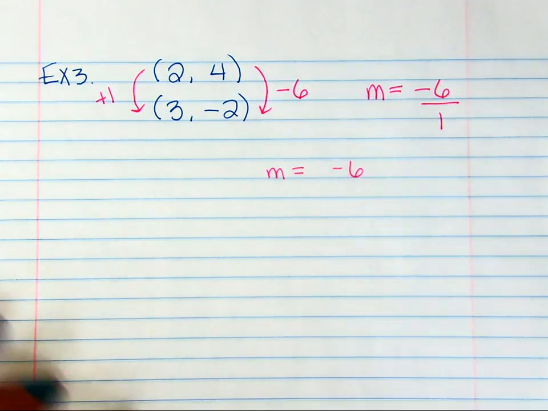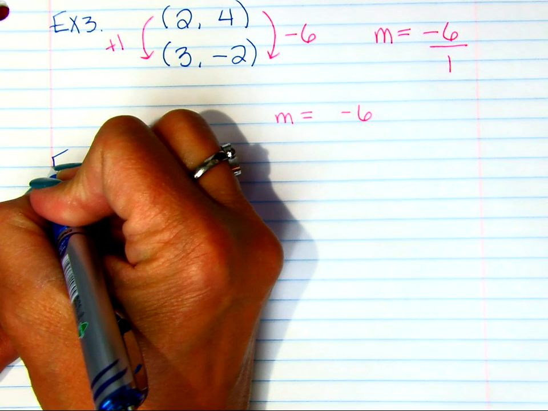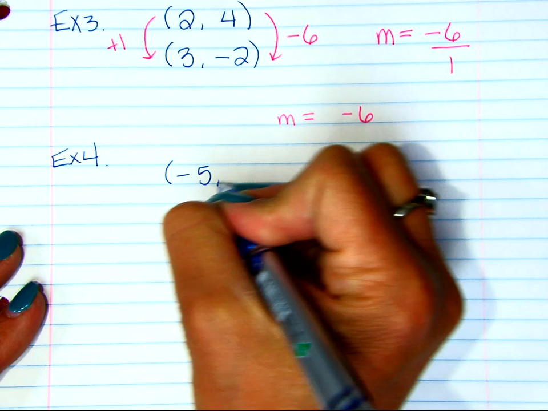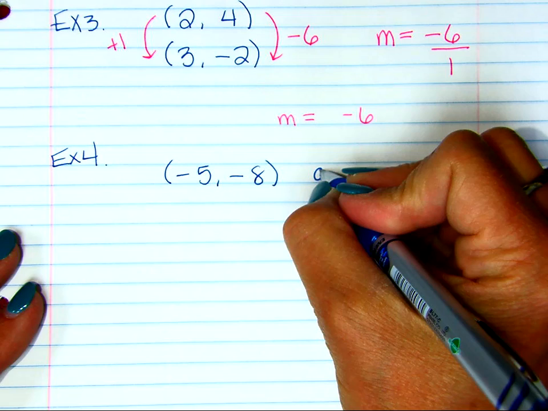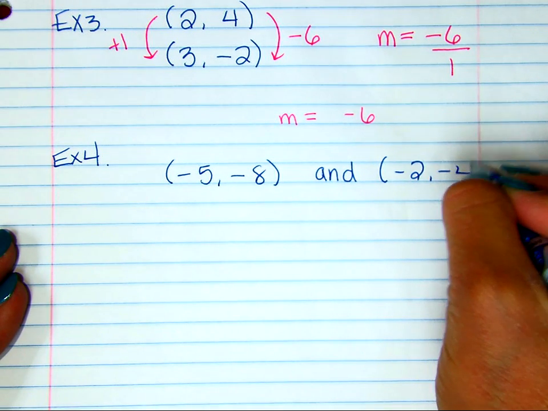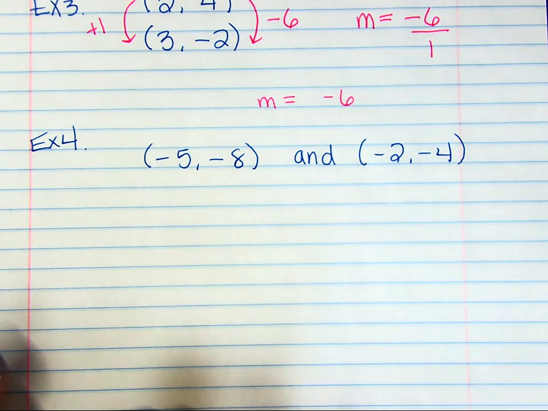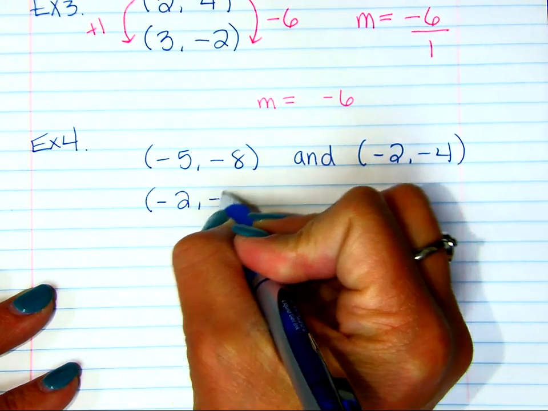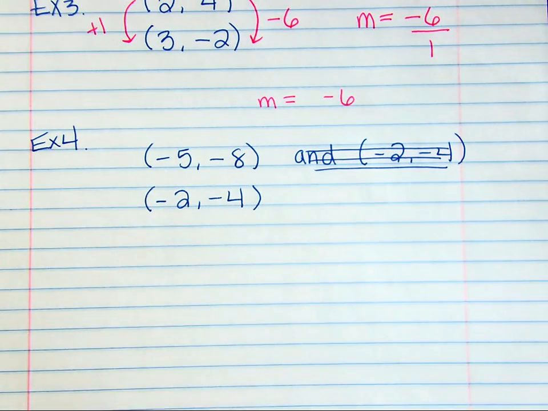Let's do another one. Negative 5, negative 8, and negative 2, negative 4. Now notice I wrote them next to each other. I just wanted to show you sometimes, usually, this is how it's written. What I do is I rewrite it underneath each other and cross this out. Or when I write it down on my paper, I do it that way.